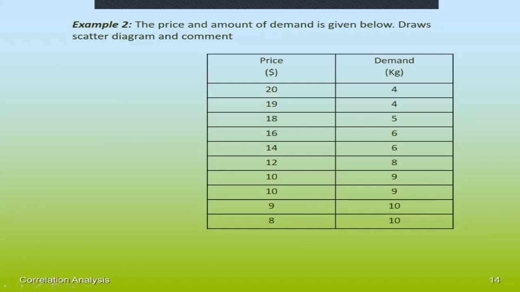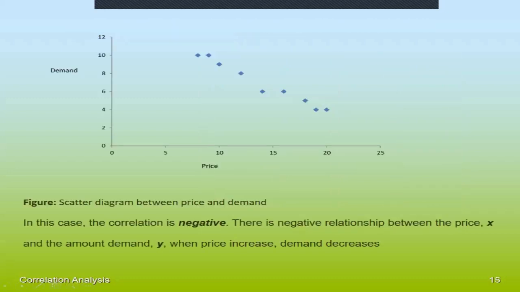When the price drops to $8, demand becomes 10 kg. So when price decreases, demand increases, and when price increases, demand decreases. This is a negative correlation, but how can we visualize it easily? No need to explain mathematically, just show a graph, and everybody will understand. So I draw the graph here, you can check it.